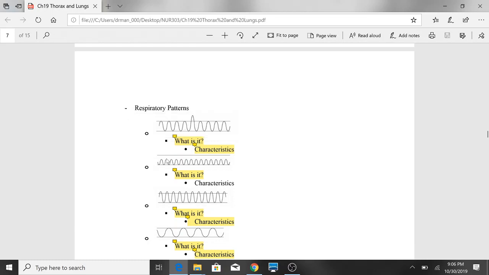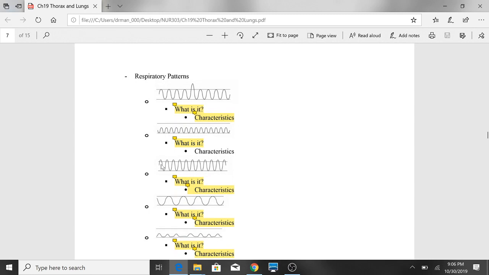Now, what do you think this is? It's a bunch of breaths of the same depth, but the rate is very fast. He said tachycardia. Tachypnea, I'm sorry, you got it right. It's rapid shallow breathing, a rate of 24 plus.